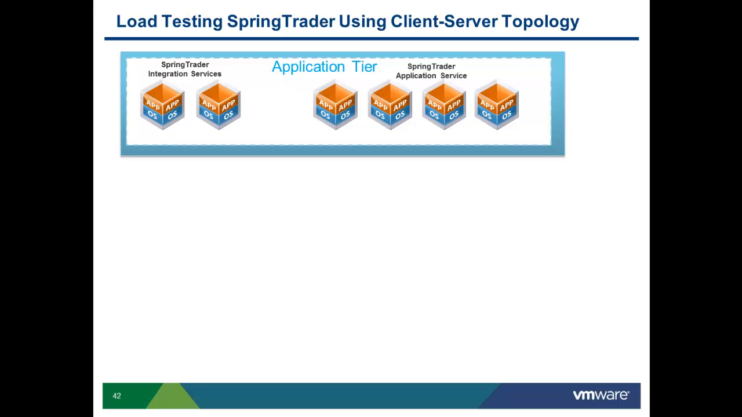The key difference between integration services and application services is the way they communicate with the back-end services. Application services are essentially Spring Trader instances that access partitioned data from the vFabric SQLFire data fabric, more or less in a synchronous fashion.